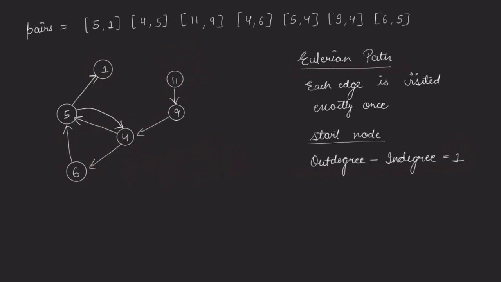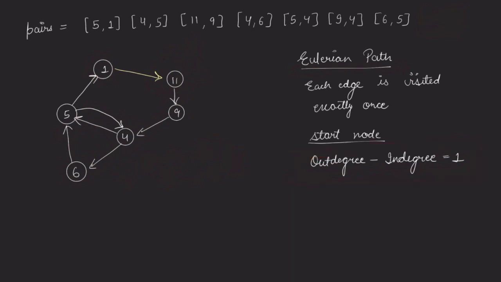Now, let us suppose that there was another pair which was from 1 to 11. Then in this case, what would happen? We would have an edge from 1 to 11 also. Right? So in that case, for this 11, its out degree and in degree difference will be 0. And you will see in this particular case, there will be no node where this condition holds.